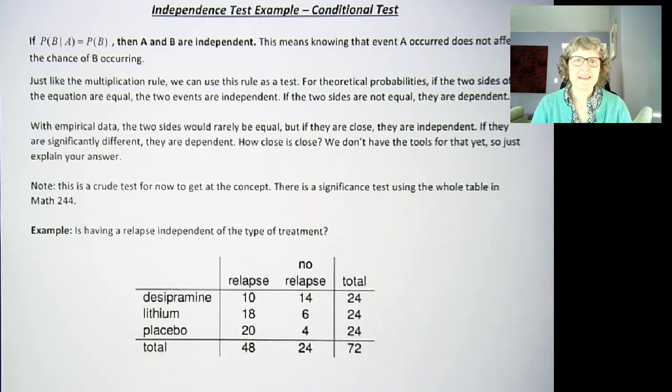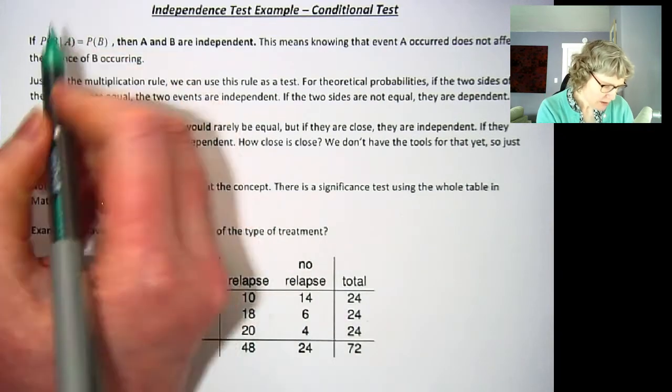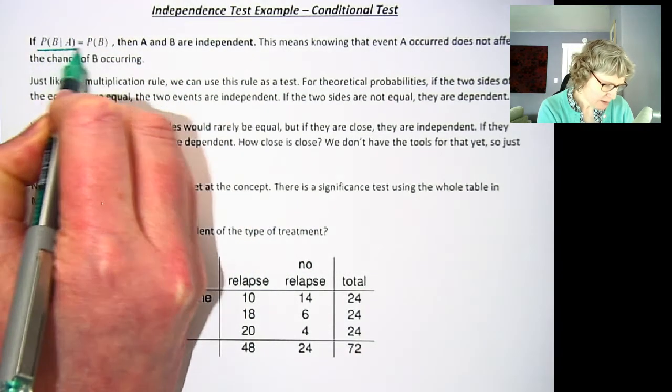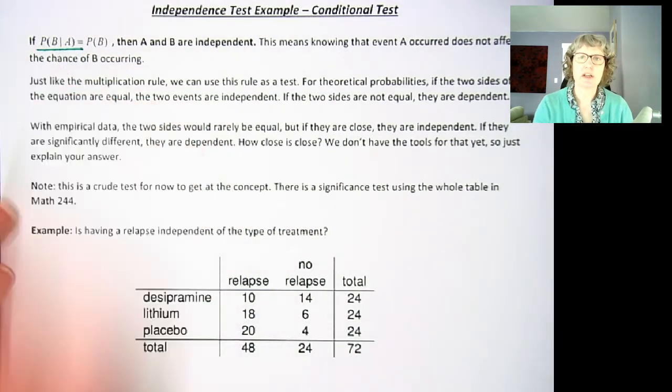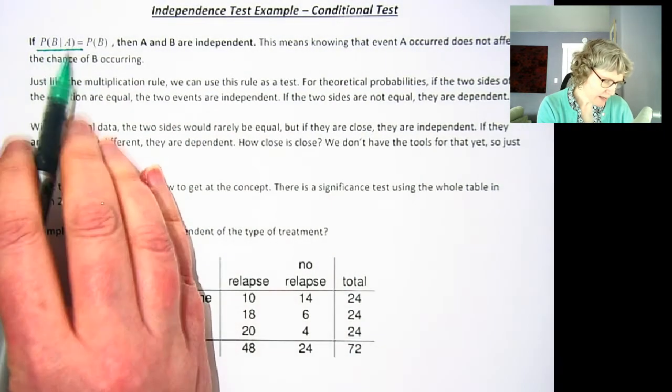Hi there. In this video, I want to show you how to do an independence test using the conditional rule. We've used the multiplication rule before, but this time we're going to use the conditional rule. So what is the conditional rule? We studied conditional probability. That's when we have this given bar in here. That's what the vertical line means. This is the probability of B given A.